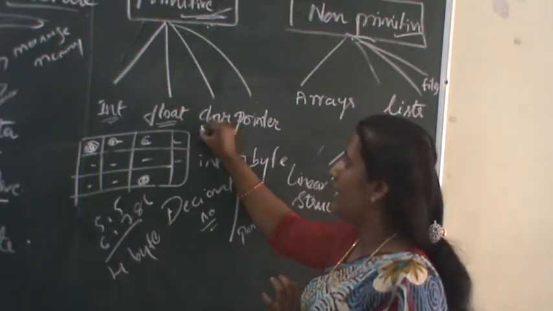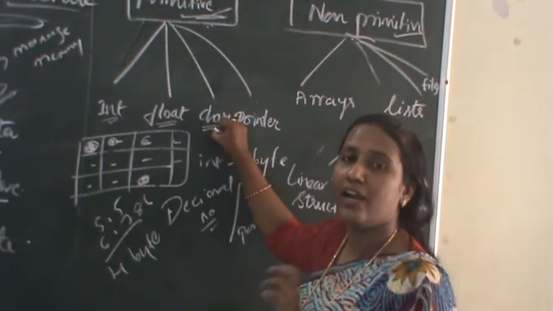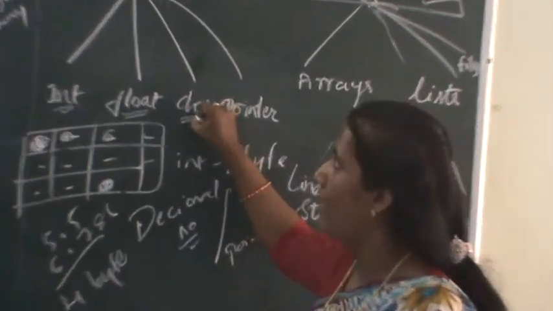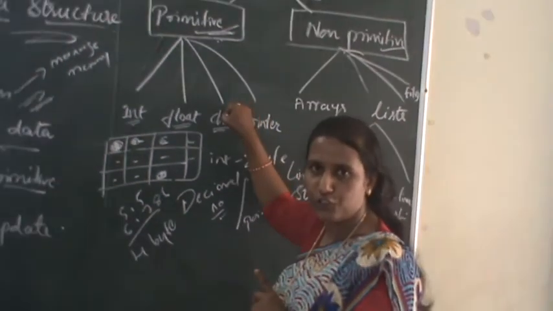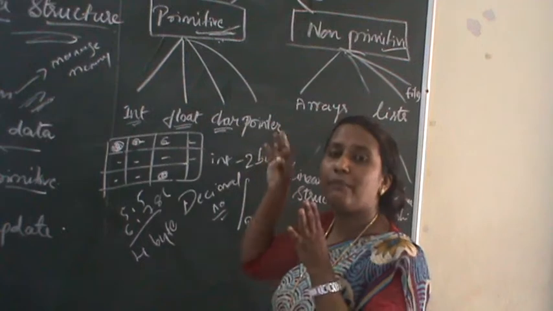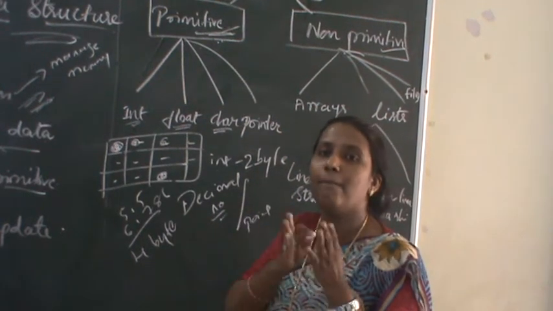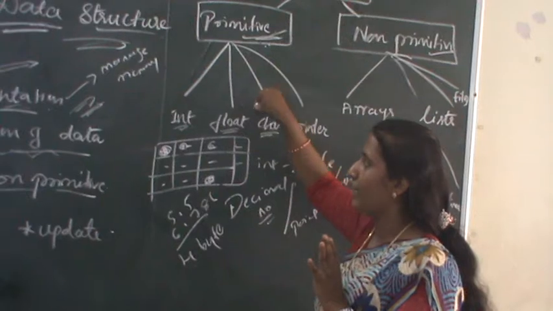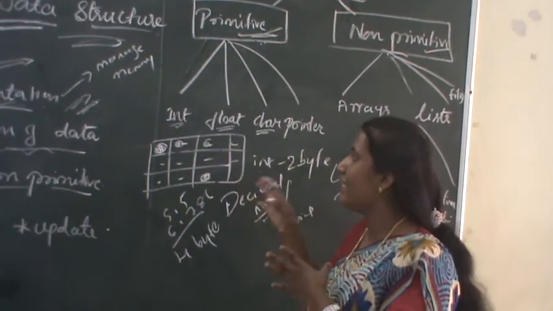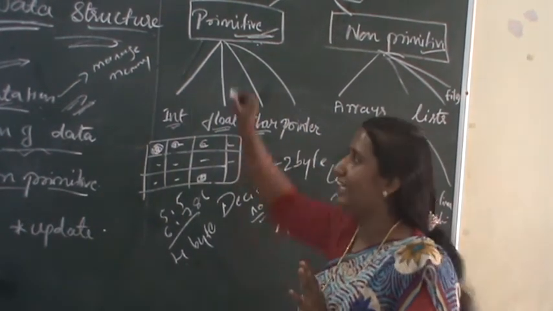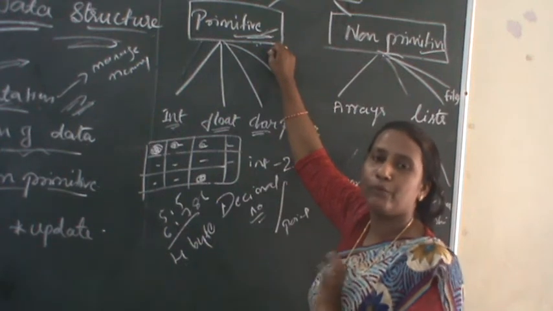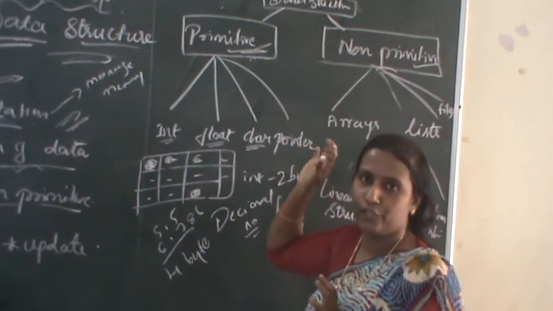So 4 bytes should be provided for that particular data. Simultaneously, in case of char, meaning character or alphabet, for a single alphabet, 1 byte will be given. Hence these primitive data structures are termed as directly operated by the machine. Understood? Again, it is one of the important questions. In examination, they are going to ask what is a primitive data structure and what are the non-primitive data structures.